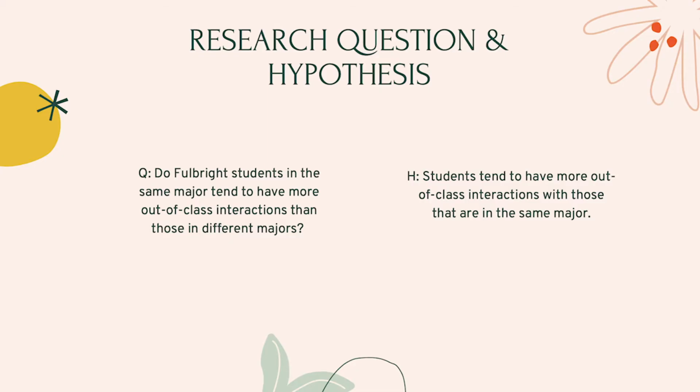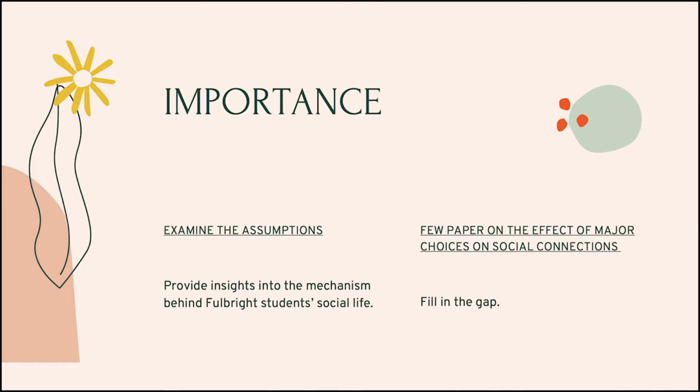Our research question is, do Fulbright students in the same major tend to have more out-of-class interactions than those in different majors? Our hypothesis is that students tend to have more out-of-class interactions with those that are in the same major. There exist some assumptions regarding major and social life, such as students pursuing engineering are more likely to socialize with people in the same major.